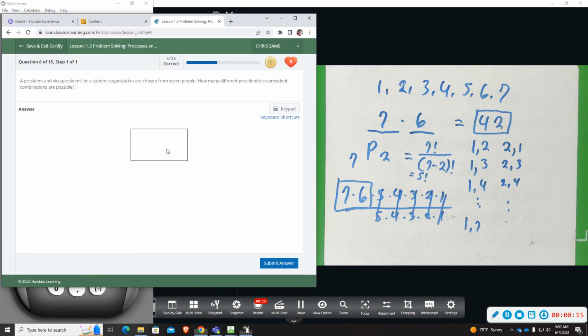So a couple different methods. Probably the easiest is just to think, okay, how many options do I have to choose my president? 7. Once I choose a president, there's only 6 options left to choose a vice president, and then 7 times 6 will give you 42.